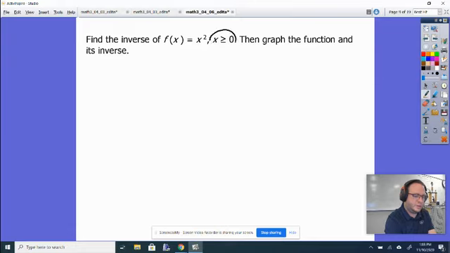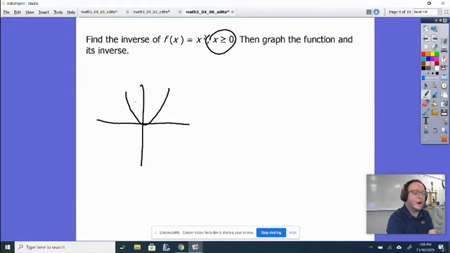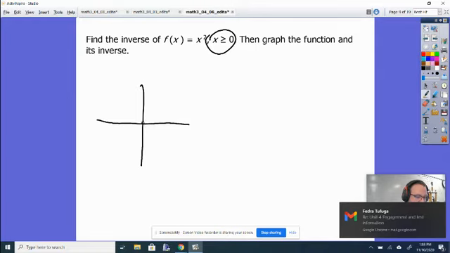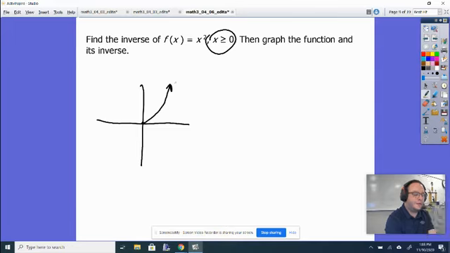Now, this is one where, again, I need to be kind of careful. If I think about this graphically for a second, I've got x squared. x squared looks like this. But it's telling me x needs to be greater than 0, or greater than or equal to 0. So really this left side I'm not going to use. I'm going to start at 0 and then go up. Now for the inverse, again, it's going to cut right here, right? And then the inverse is going to look like this.